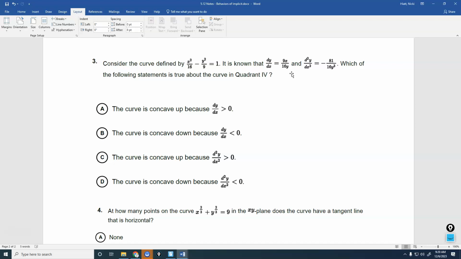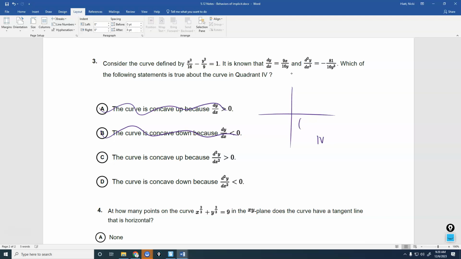dy dx does not tell us anything about concavity, right? First derivative does not tell us about concavity. So A and B are out. So that means the only ones we're really looking at are C and D, and those both deal with the second derivative. So do I even really have to use the first derivative? No, they've just given it to us as a distractor here to make you think first derivative maybe is concavity. So let's think about, we're only looking at the fourth quadrant.